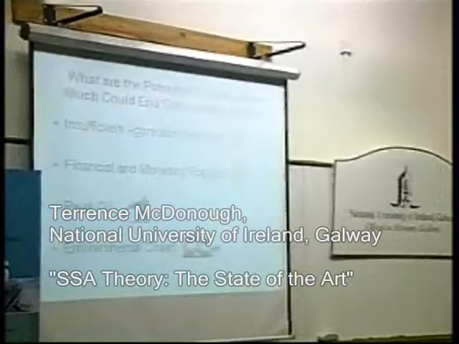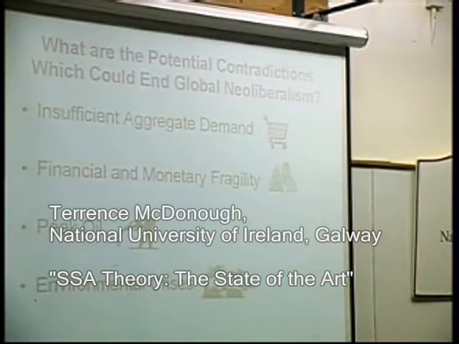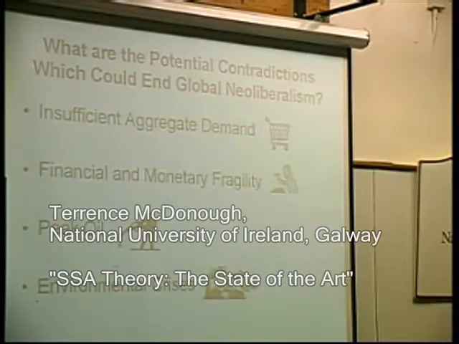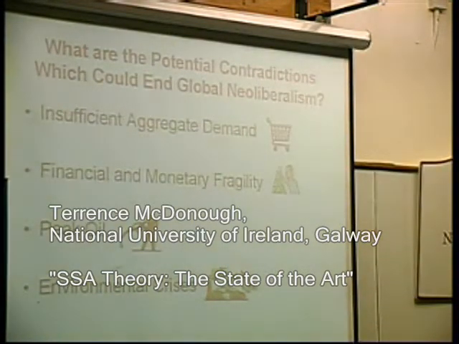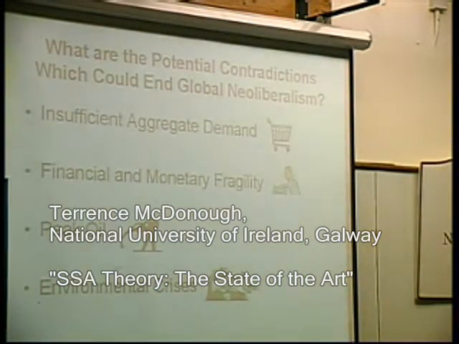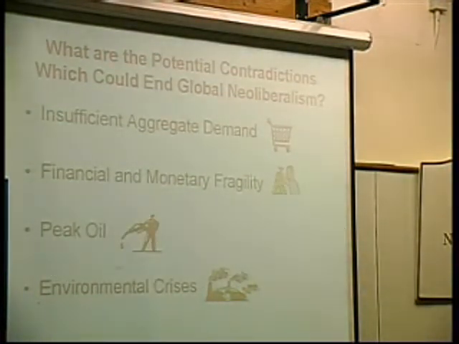I would argue that it's possible to have crisis tendencies immanent within the SSA from the beginning. It doesn't have to be that stable. This list here I've stolen from the work of Min-Chi Lee. Min-Chi's work within SSAs has been largely around the question of what are the potential contradictions which could end the current SSA: insufficient aggregate demand, financial and monetary fragility, and then peak oil or environmental crisis.